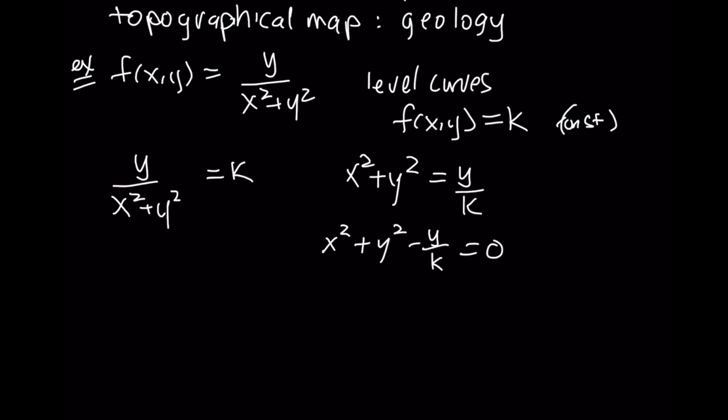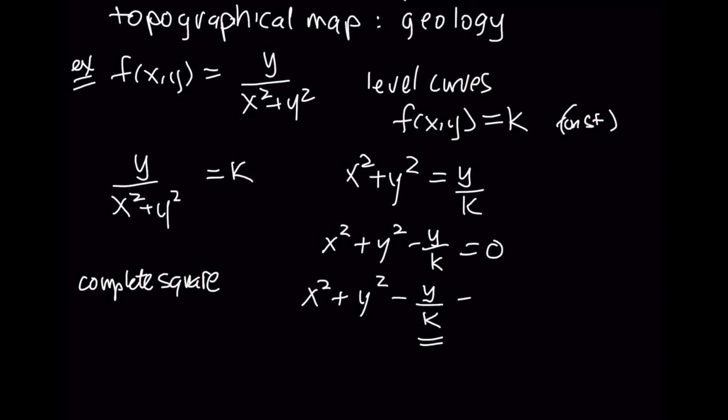Now in this case, to make some progress, I need to complete the square. You can review this technique on your own. The magic number that I have to add in is half of the coefficient of this single y term. So that would be negative 1 over 2k, and then I need to square it. So it'll get 1 over 4k squared, and whatever I put into the equation, I have to take out.